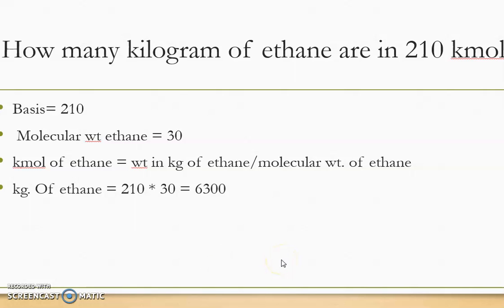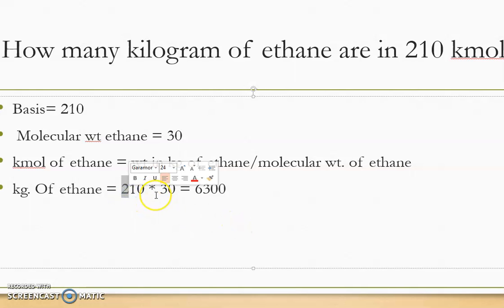Then, how many kilograms of ethane are in 210 kilomoles? When we want to convert kilomole into kg, the simple thing we have to do is multiply by the molecular weight of the component. So ethane is C2H6, and its molecular weight is 30. So for 210 kilomoles of ethane, it is going to be 210 into 30. As I told you, we have to multiply by its molecular weight.